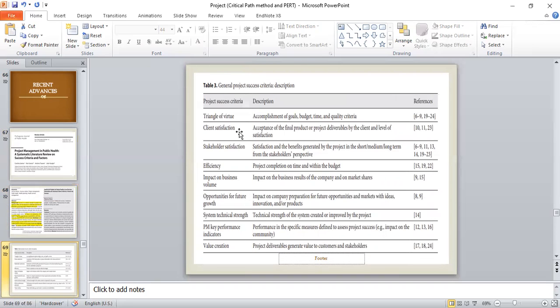It includes the triangle of virtue: client satisfaction, stakeholder satisfaction, efficiency, impact on business, opportunities for future growth, system technical strength, key performance indicators, and value creation.